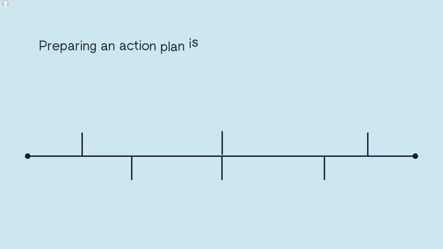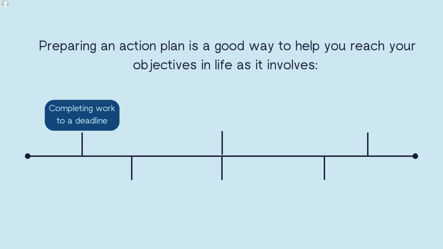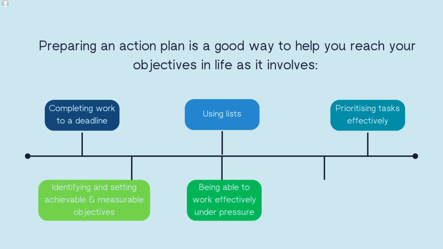Preparing an action plan is a good way to help you reach your objectives in life, as it involves the following elements: 1. Completing work to a deadline. 2. Using lists. 3. Prioritizing tasks effectively. 4. Identifying and setting achievable and measurable objectives. 5. Being able to work effectively under pressure. And finally, identifying the steps needed to achieve your goals.